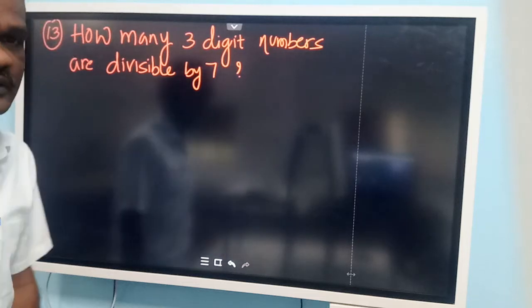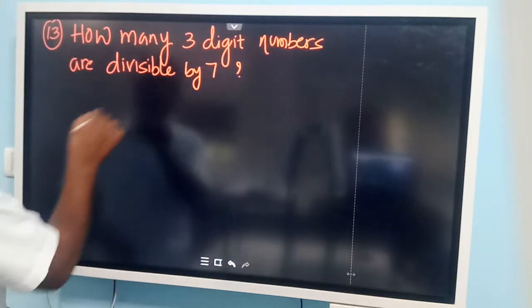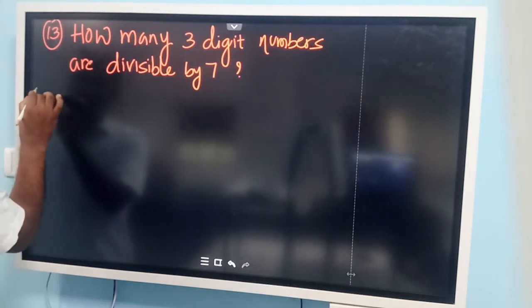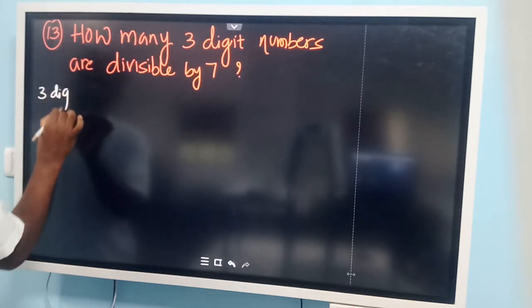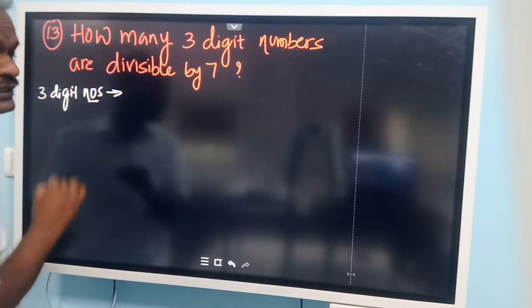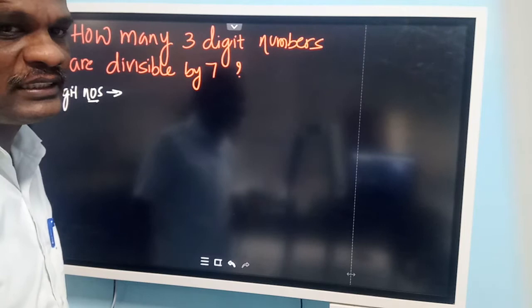How many 3-digit numbers are divisible by 7? So first you should know what the 3-digit numbers are. The lowest 3-digit number, what is the lowest 3-digit number?